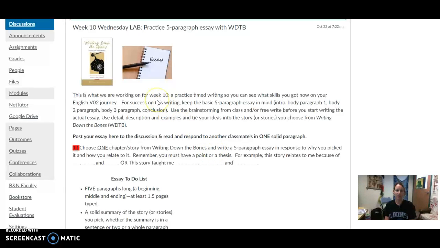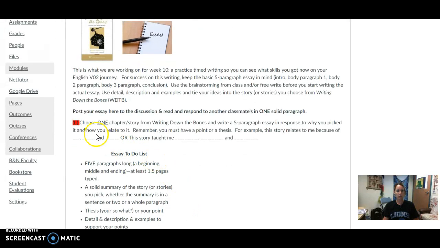For this discussion and for the essay, you'll be choosing one of the stories in your book, Writing Down the Bones, and just picking one that you think is really fun or insightful or that taught you something interesting or got you thinking, right? That's how we pick essays or ideas, is we think about what inspires us and then we kind of go with it. Whenever something is inspiring to us, there's a lot of energy there and we really want to partake. And so for this particular discussion, you're going to choose one chapter or story from Writing Down the Bones, and you're going to write a 5-paragraph essay in response to why you picked it and how you relate to it.